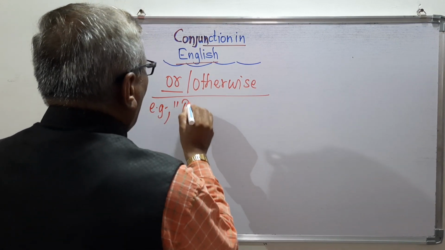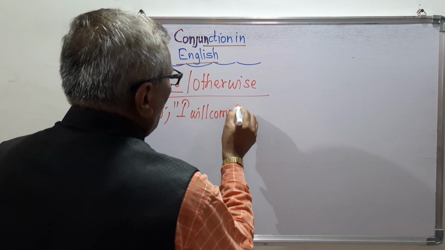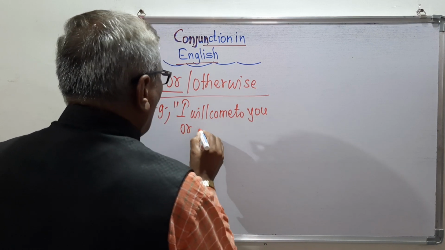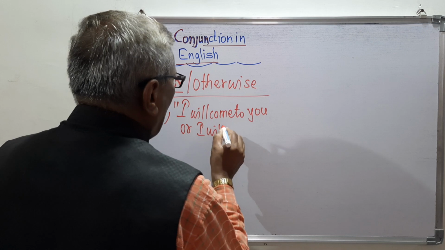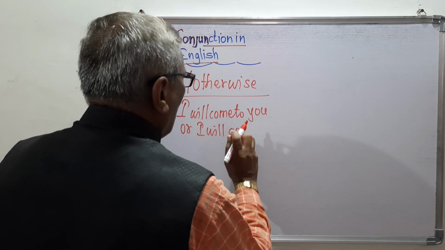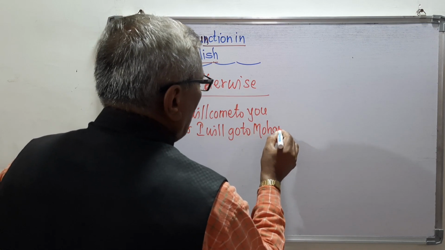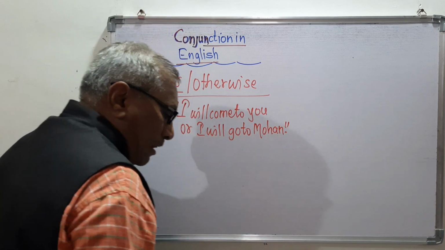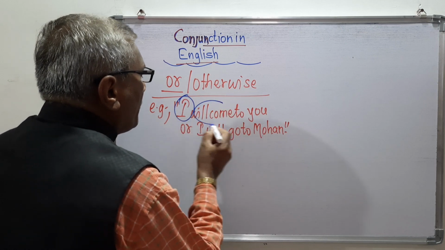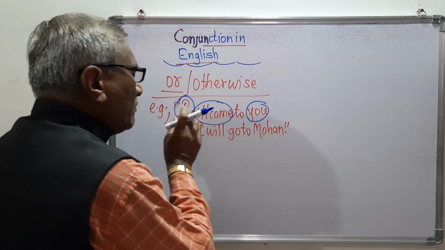Remember, I will come to you, or I will go to Mohan. This is the example. Remember, what is the example? What does he say? He says, I will come, means he will come to you. I will go to Mohan, means he will go to him.